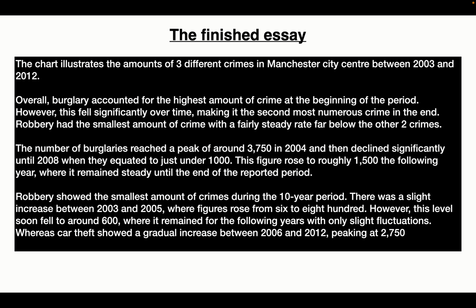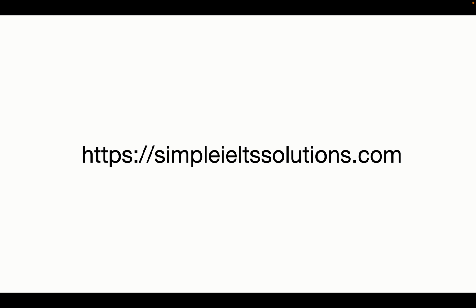Now, if I put all of those together, it's going to make my chart description essay. And believe it or not, this essay is about 170 words. And it's going to do everything it needs to do. So if you want to see this in more detail, check out the simple-IELTS-solutions.com website. So I hope you followed along with me, and I hope you're thinking that doing the chart description essay within that 20 minutes will be easy as pie.